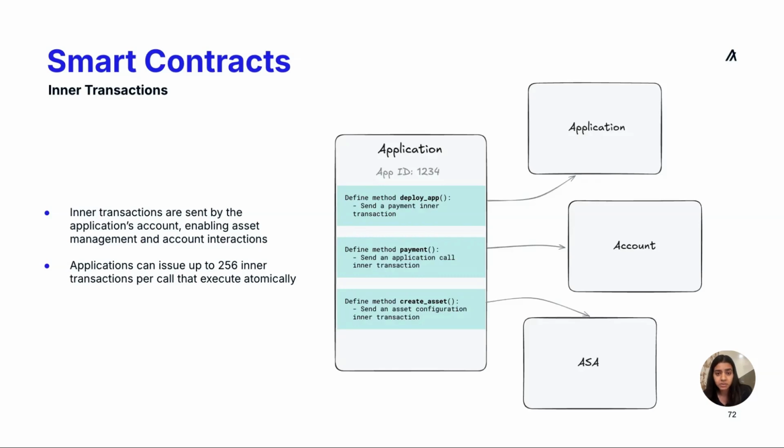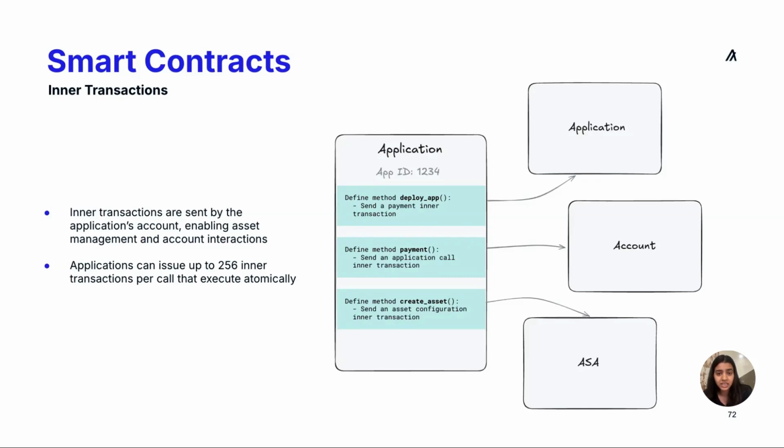This composability between applications is what makes the Algorand ecosystem so powerful. You're not building in isolation. You're building components that can work together with other applications to create experiences that none of them could achieve alone. And that's what makes Algorand smart contracts so compelling for building serious applications.